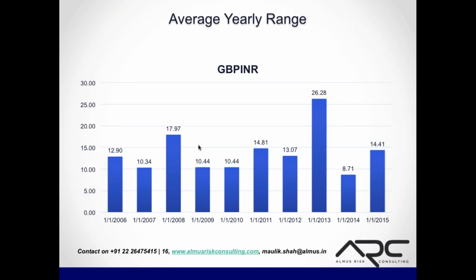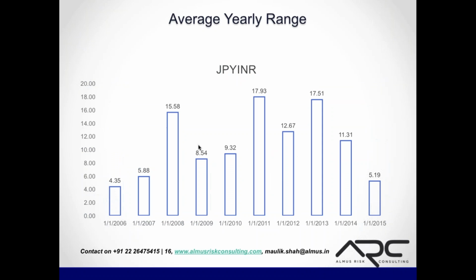This reflects GBP INR movement. We saw a peak of 26 rupees in a year. Last year we saw 14 rupees. So the range between the highs and the lows is going to continue widening or narrowing down, and we need to be extra cautious about how we are going to manage our currency risk. This is the JPY INR range.